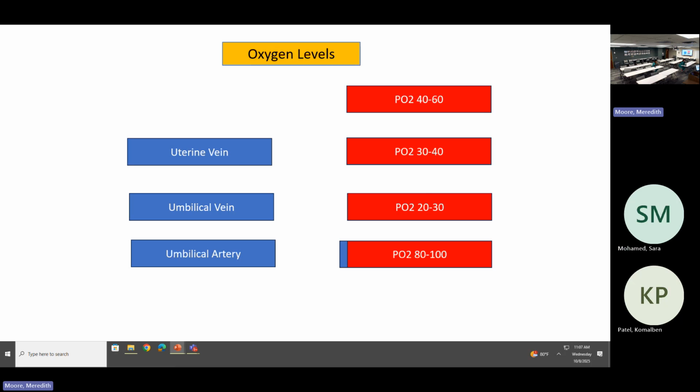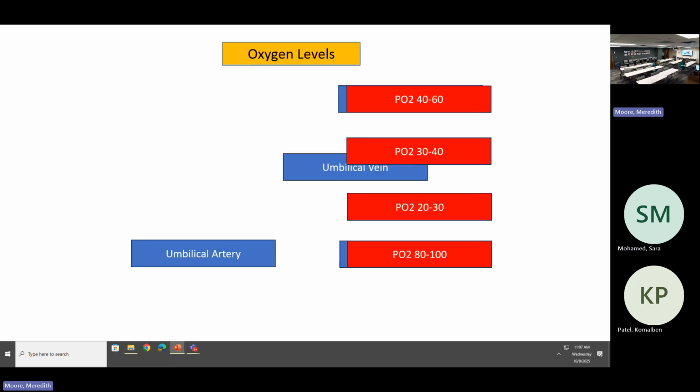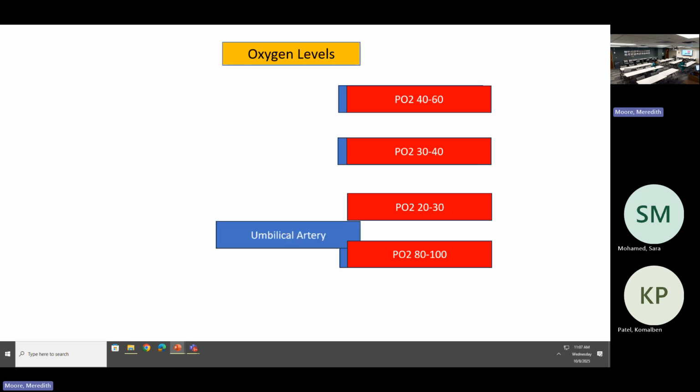Which one is the uterine vein? Top one, middle one, third one. Okay, good. So this is it. Then this is the umbilical vein, and you are absolutely right, Satya. You got the concept. The concept behind it is that the uterine artery is exactly the highest, and the veins are in between.